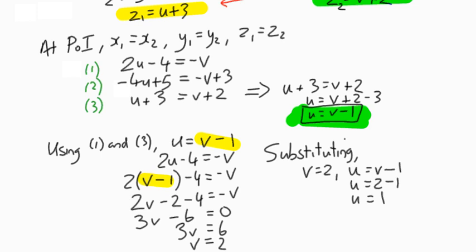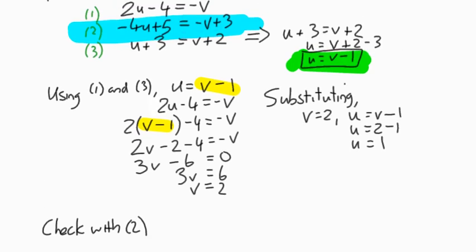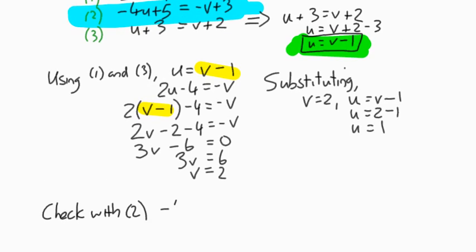Okay, now it's really important that we don't just say, oh well, that's the answer. For a start, it's not, but also what we've got to do is to take the one that we have missed out. So that's equation 2. We have not used equation 2 to derive the values of u and v, so we use that to check. Okay, so let's bring up a wee check. Check with equation 2. Equation 2 says negative 4u plus 5 equals negative v plus 3.